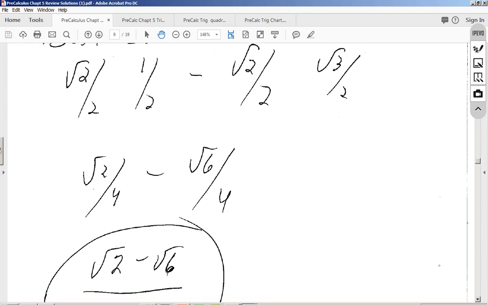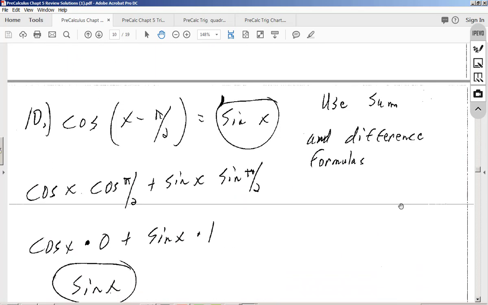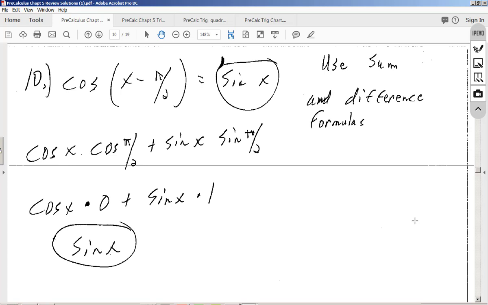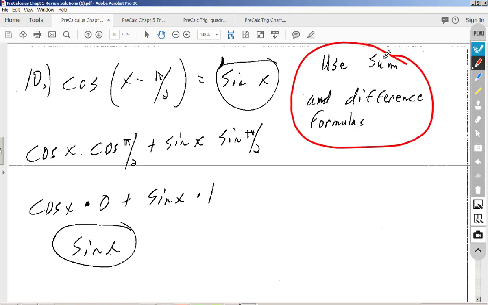On this next problem, on number 10, it wants you to verify the identity. So to verify this identity, we're going to work with the left-hand side, show that it equals the right-hand side. To do that, you're just going to use your sum and difference formulas. Remember, you can't distribute across an angle, so you can't distribute with your trig.